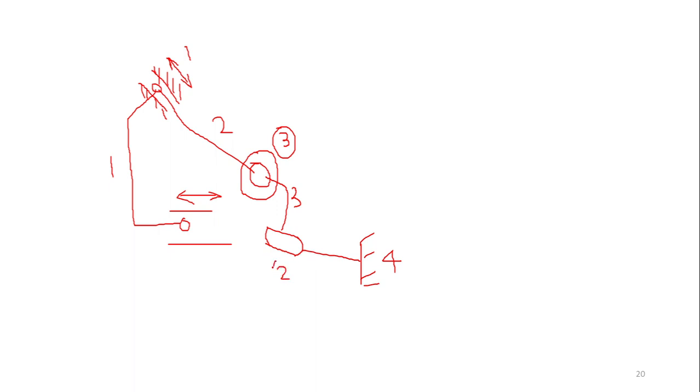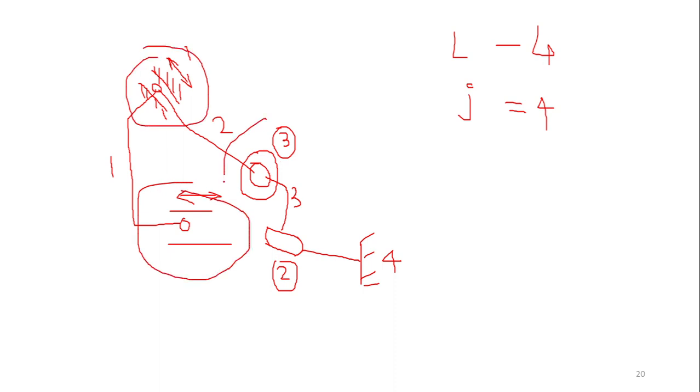So my number of links here are 4. Number of joints are also 4, because this is A, this is B, this is C and D. So number of links are also 4, and summation Fi. People were asking me how to take Fi, right? So this is 1, this is another one. So 2 plus 3, 5, 5 plus 2, 7. So Fi comes out to be 7.